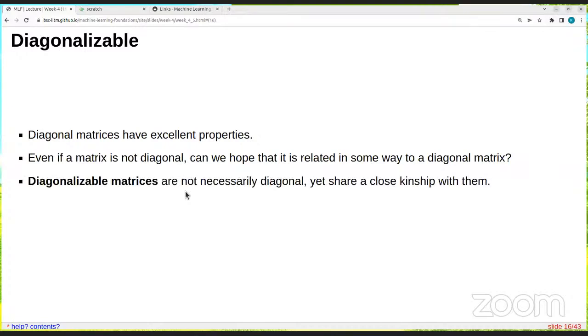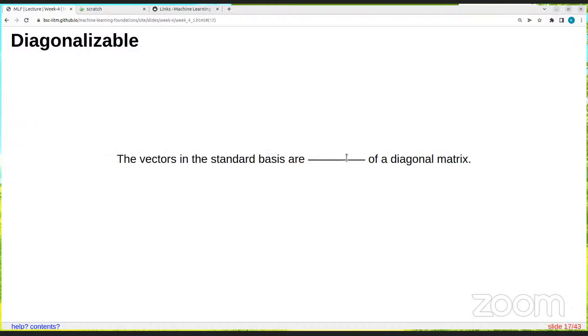Such matrices are not necessarily diagonal, yet they are very closely related to diagonal matrices. What are they and how are they related to diagonal matrices? This is what we'll be studying in the next few minutes.